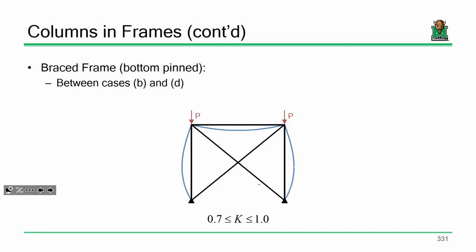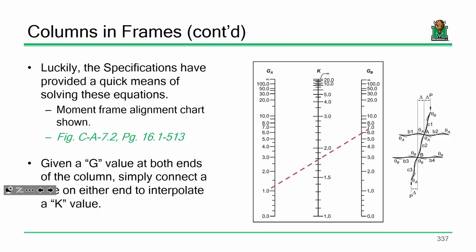Now, all I'll say is this, to skip ahead a little bit. How do you determine the K value for a given frame? Well, you use an alignment chart. So the idea is you compute these two stiffness parameters on either end of the column. We call them G values, so a G sub A and a G sub B. The G values are computed based on the stiffness of the members framing into a given joint, and then we strike a line, and I'll talk more about where this model comes from, but we strike a line and we say, okay, wherever that intersects, that's the K value for that given column.